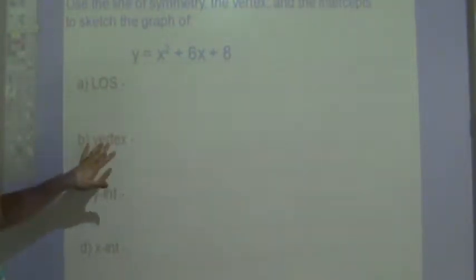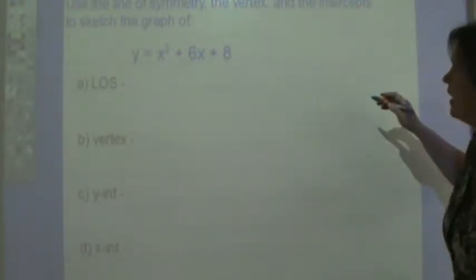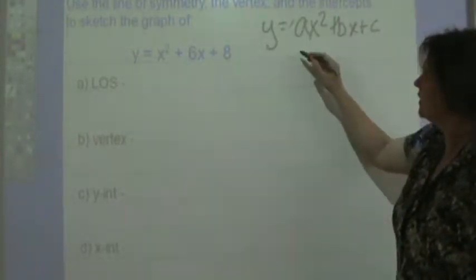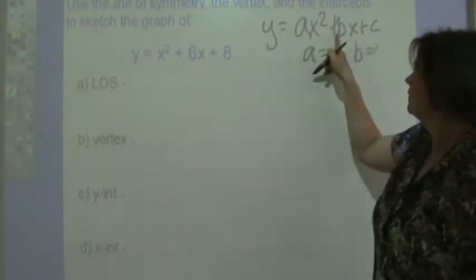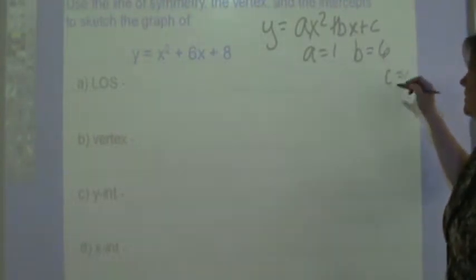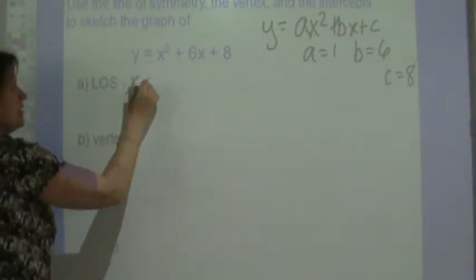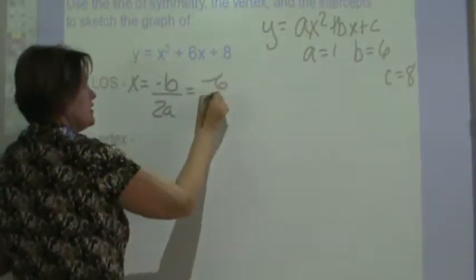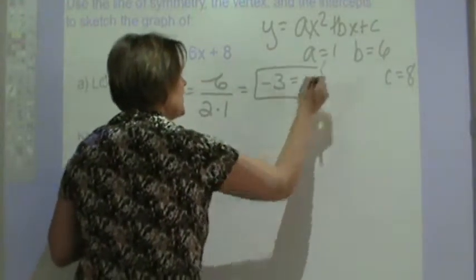This is where we're going to do the line of symmetry, the vertex, and the y-intercept, but we're also going to add the x-intercept. The first thing again we have to do is identify our A, B, and C. If y equals this, my A in this case is going to be 1, my B is going to be 6, and my C is going to be 8. Just like we did before, we have x equals the opposite of b over 2a. So the opposite of 6 would be negative 6 over 2 times 1, so that'd be negative 3. So x equals negative 3 is our line of symmetry.